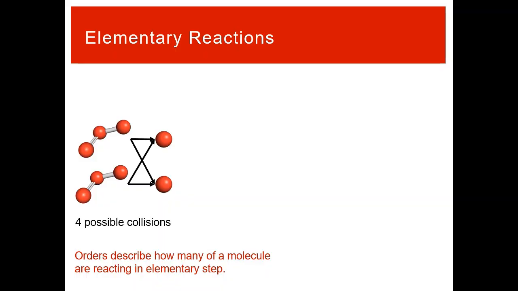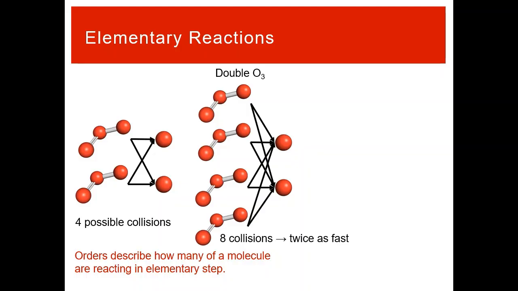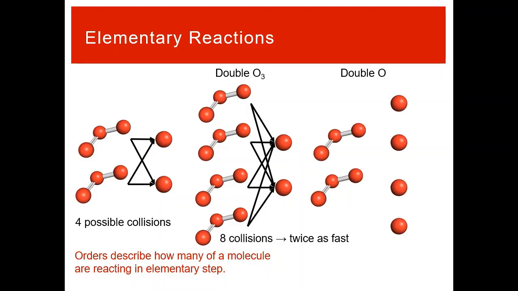If I increase one of my reactants, say I double the concentration or double the amount of O3 that's present, now I would have double the number of collisions, right? If I increase the number of collisions, that leads to the reaction going twice as fast, because each collision has the same probability of being successful. More collisions means more chances of being successful, so the rate is twice as fast. I could also accomplish the same thing by doubling the amount of O atoms. Again, I'd have 8 collisions and the rate is twice as fast.